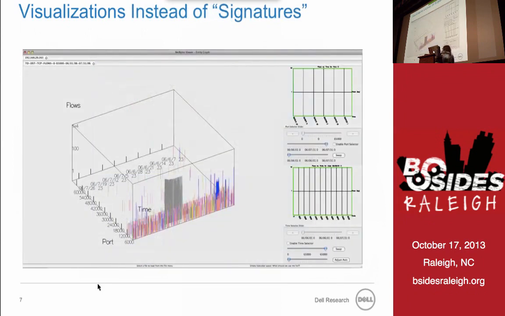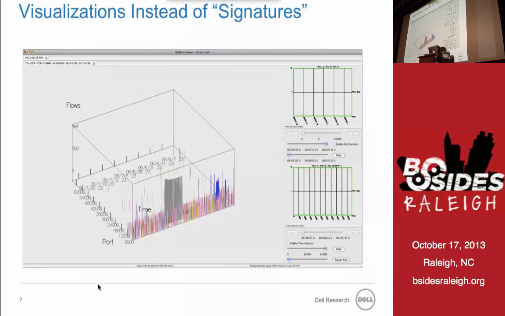Next mistake, visualizations instead of signatures. This is actually a big mistake. So in this particular visualization, you have a 3D visualization, you have time across one axis, you have port numbers across the other axis, and you have the number of flows on the third axis.